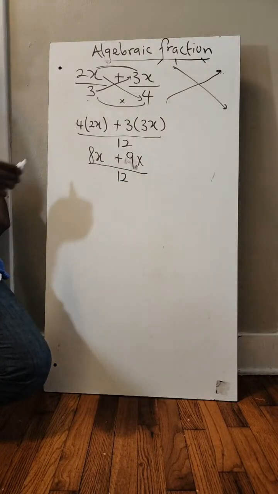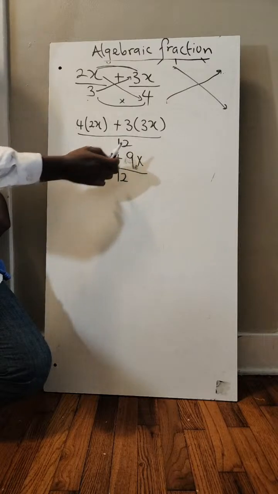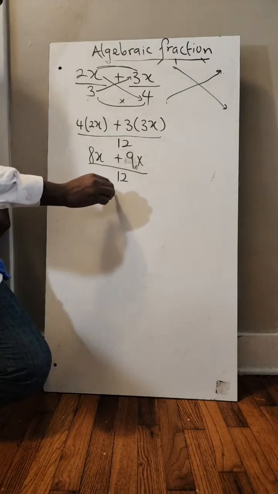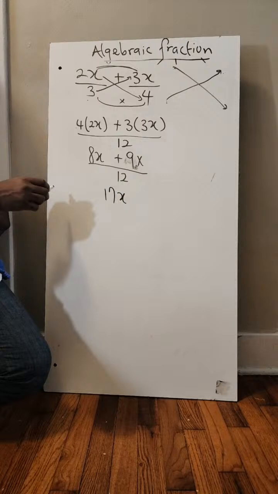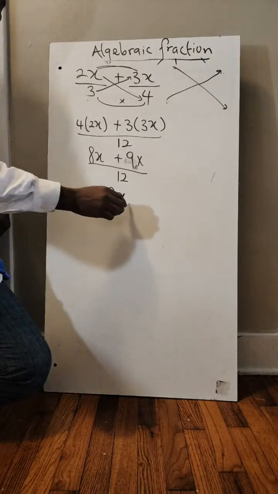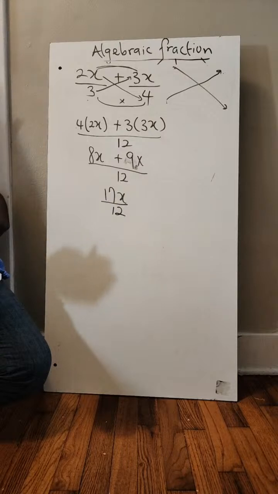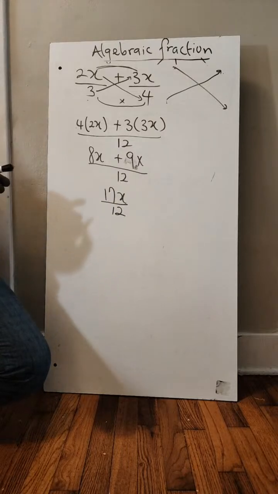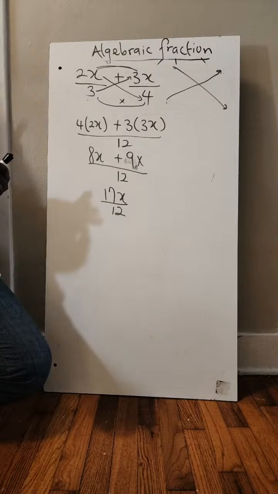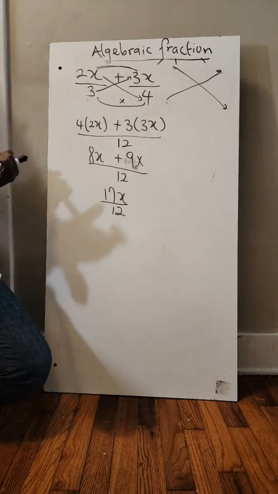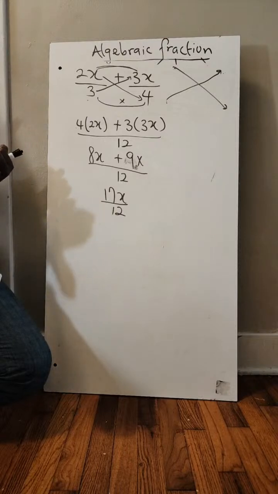And here we can have 8x plus 9x, which is 17x, divided by 12. So you can see this. This looks pretty much easy to work with. If you follow the rules, you can work with any questions regarding this kind of fraction.